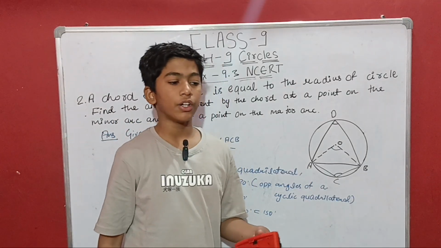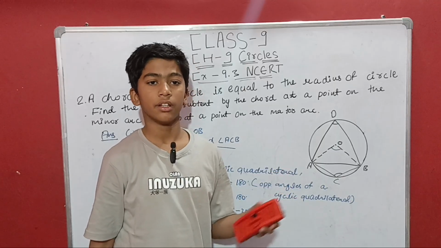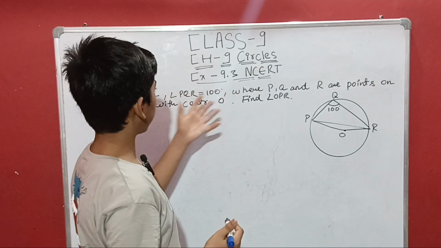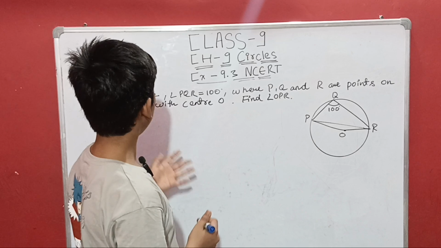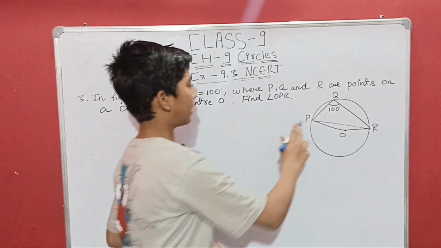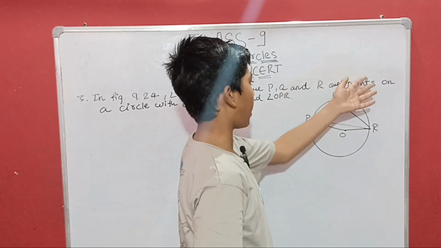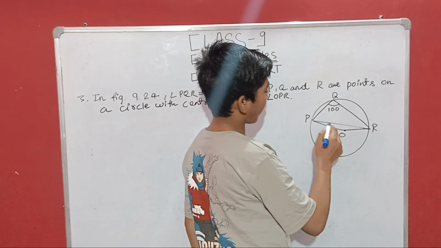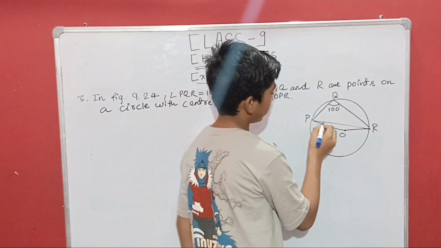Now we shall move to the next question of exercise 9.3. The third question of exercise 9.3 says that in figure 9.24, angle PQR is equal to 100 degrees, where P, Q and R are points on a circle with center O. So we have to find angle OPR, this angle.